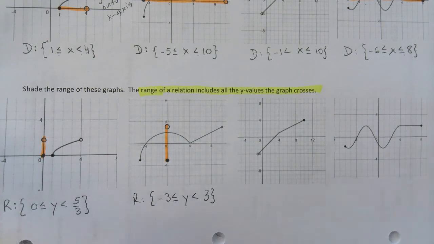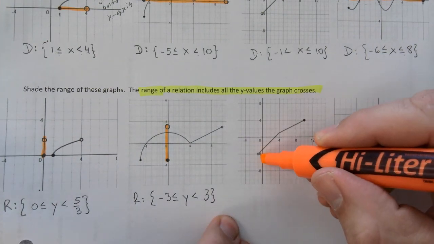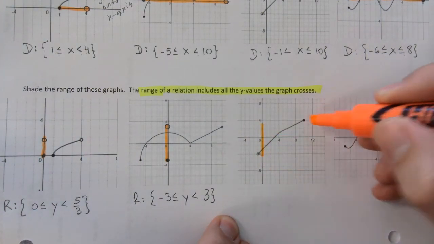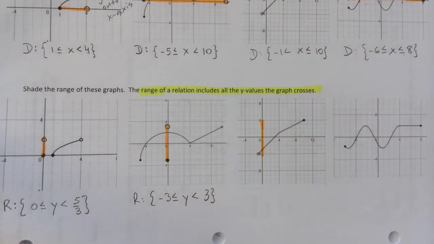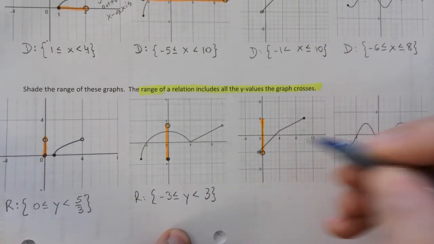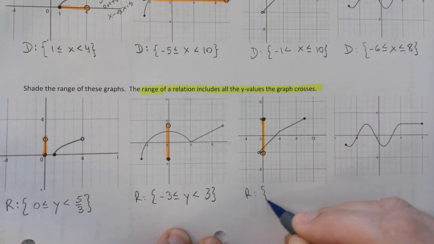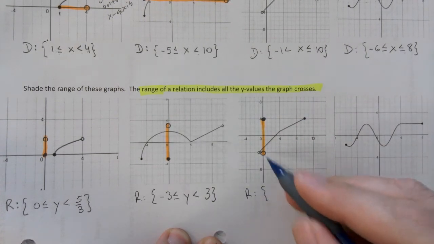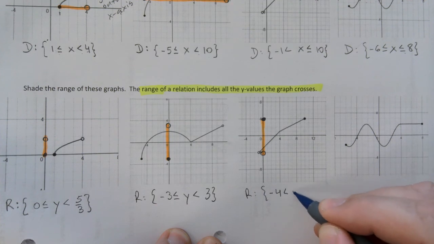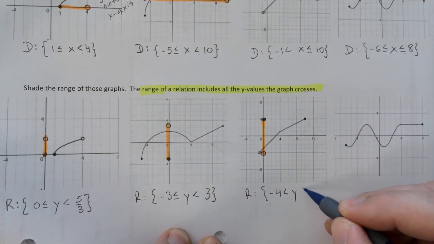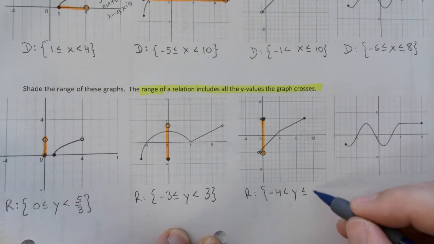One more here. We start at -4 and we travel all the way up to +4. This is not included. This is included. The range is going to be from -4, not including, and now using y, less than or equal to +4.